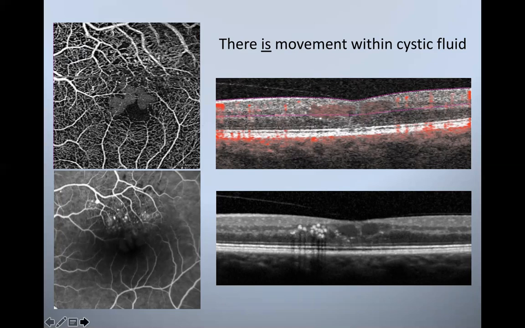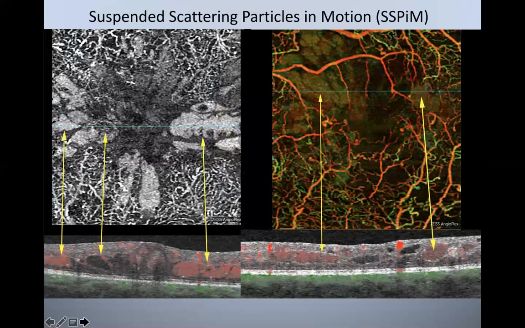And Dr. Kashani, that I alluded to earlier, actually came up with this term SPIM, which is suspended scattering particles in motion. So you can see on the left-hand side, the gray scale, black and white image of the OCT angiogram shows these gray clouds, and they correlate to these red clouds on the OCT B scan flow scan. And the same thing goes in the colorized depth image on the right-hand side. You can see they correlate very nicely with these pockets of cystic fluid. Some of these pockets you'll notice are black. There's no movement within these pockets of fluid, but the ones that are red have flow within that pocket of fluid.